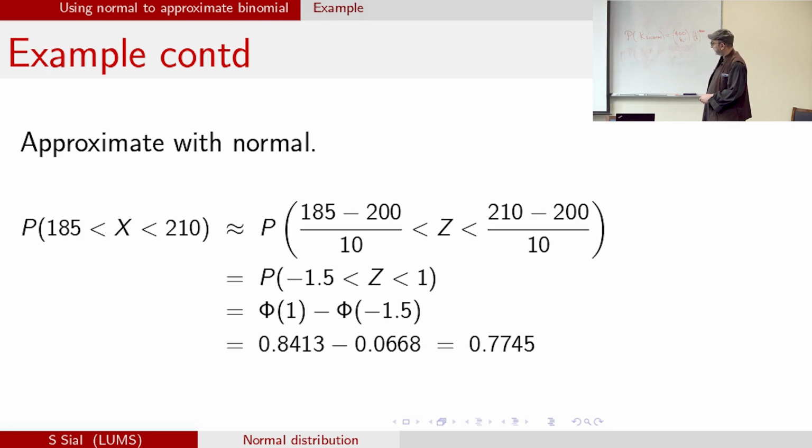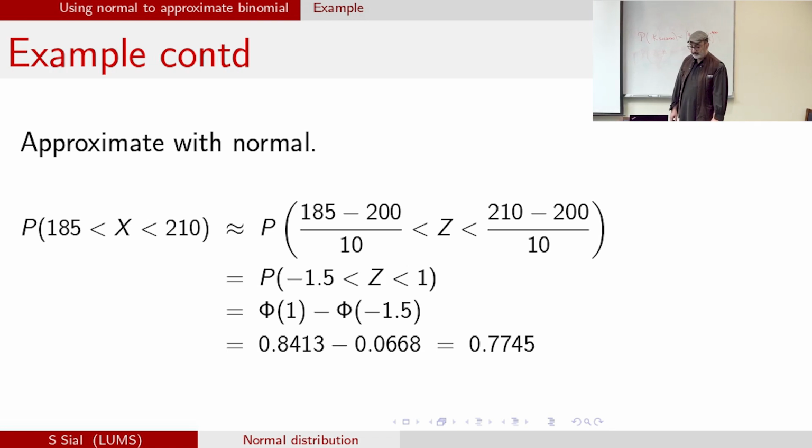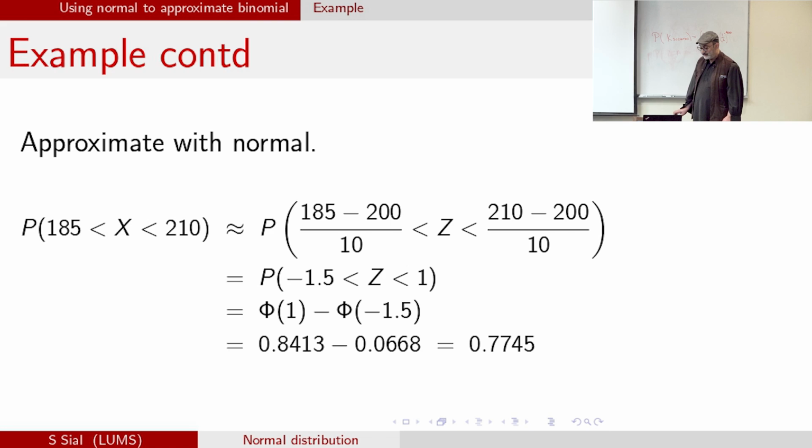So, like I said, the CDF at 1 minus the CDF evaluated at minus 1.5, you look in your table and you'll get 0.7745. That's our introduction to the standard normal, and we will hopefully in the next session see why it's so important and why it keeps coming up everywhere.